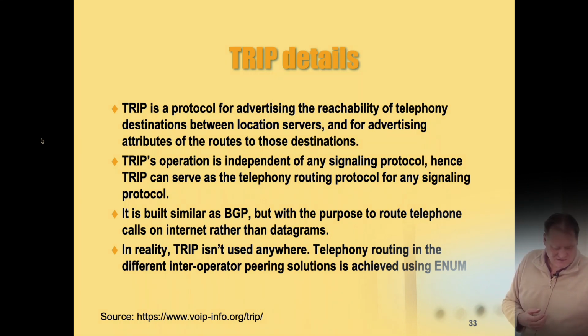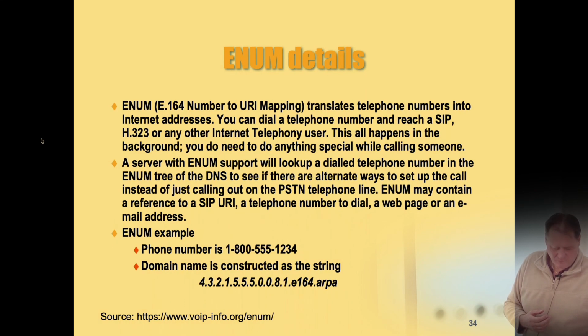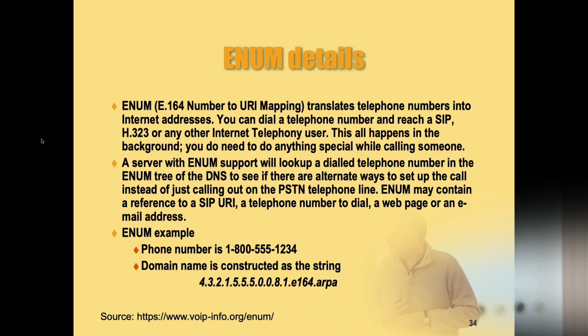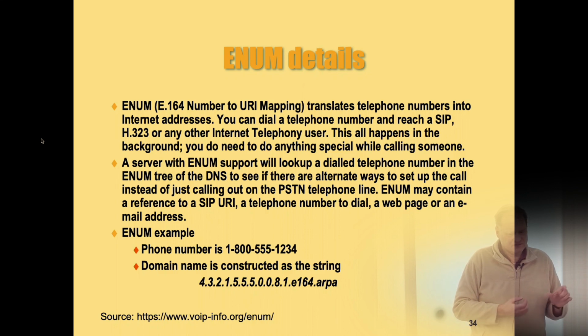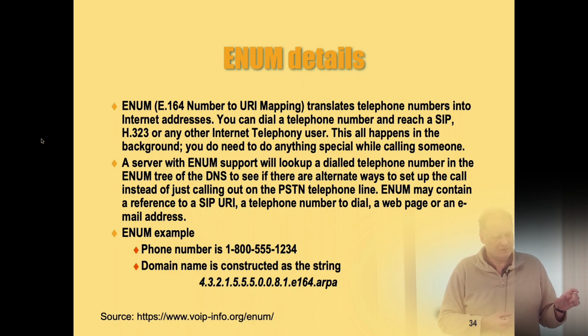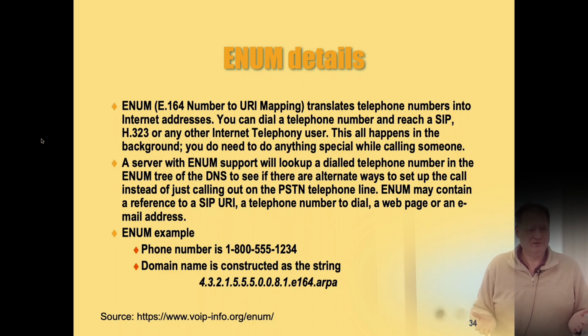So instead, what is used mainly is this other one, ENUM, or E164 number to URI mapping. That translates a phone number into an internet address. So if you have a phone number, a normal phone number that can be called on a normal phone.